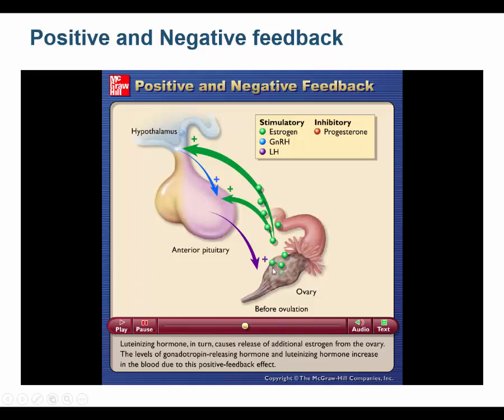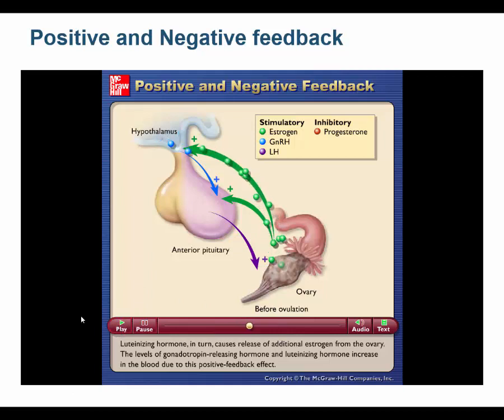Now, as it turns out with this system, when the estrogen gets to a certain level, a threshold level, it quits having a positive feedback effect and it starts having a negative feedback effect, and it shuts down GnRH and it shuts down LH. Now I'll let him tell you.